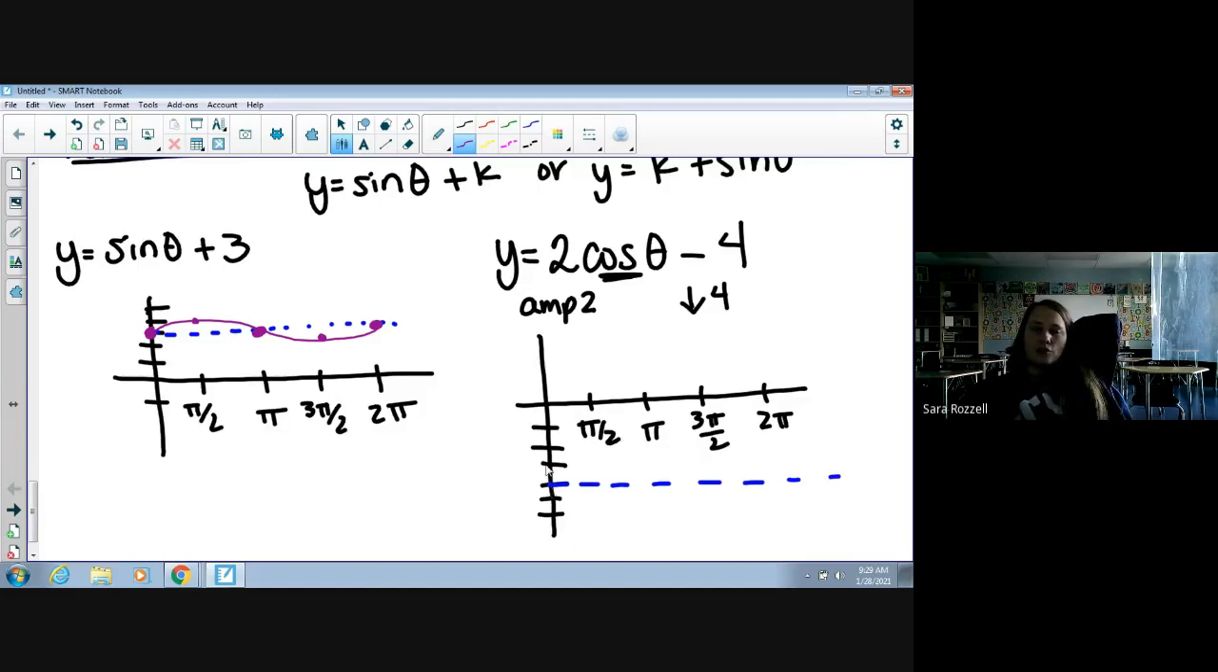And cosine is normally starting and ending at 1, but this one won't start and end at 1 above it. It's going to start and end at how much above our line? Because of the amplitude. Amplitude is 2, so we're going to go from our line that we drew 2 above, and the center is 2 below. Zeros at our halfways.